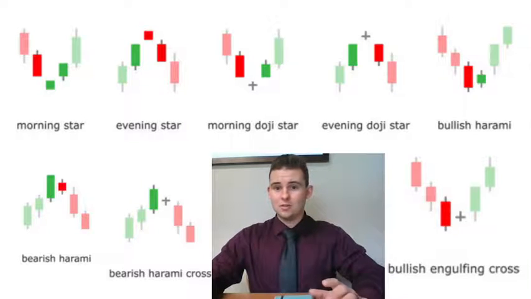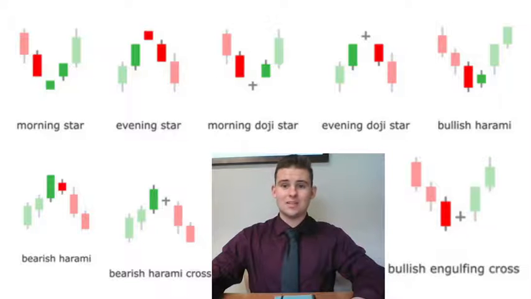Moving on to the Bullish Harmony. This is exactly what it looks like. Once again, it's just signaling a ton of buying pressure. Moving on to the Bearish Harmony, which is just the opposite of the Bullish Harmony. And then we have the Bearish Harmony Cross.